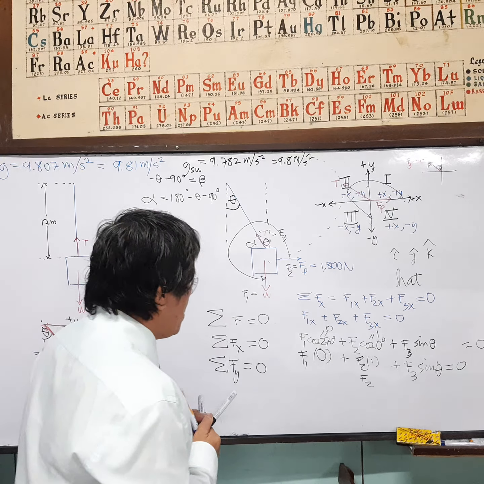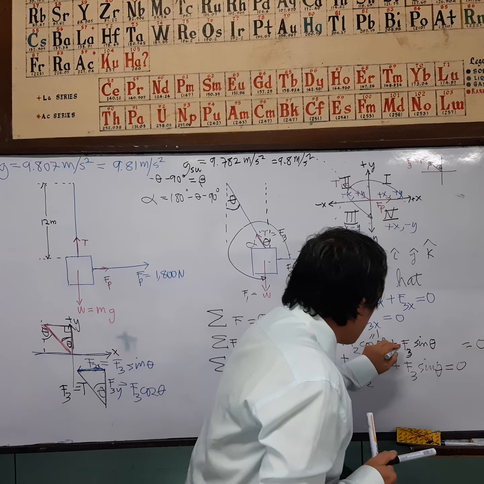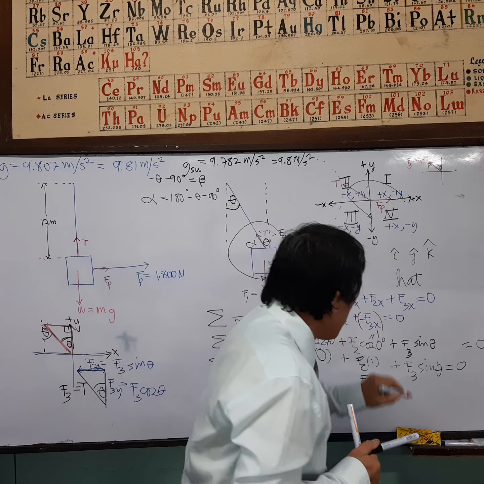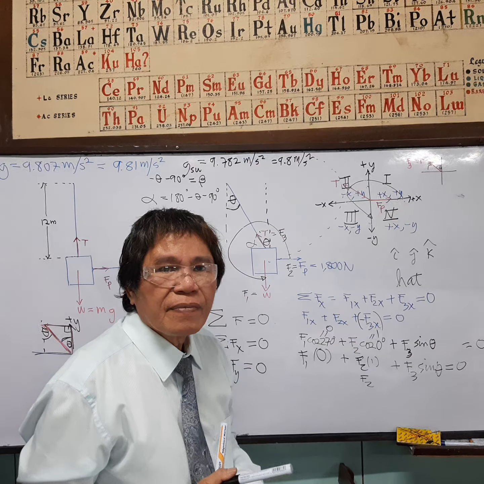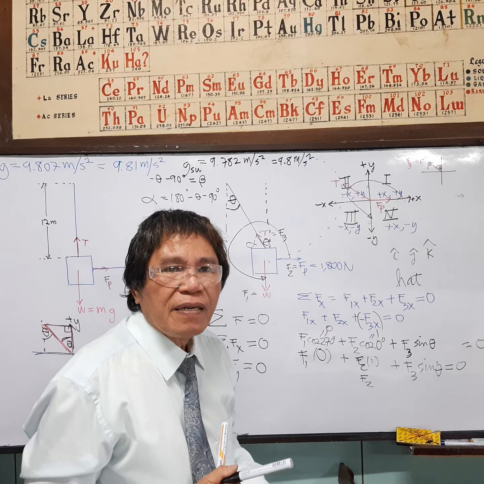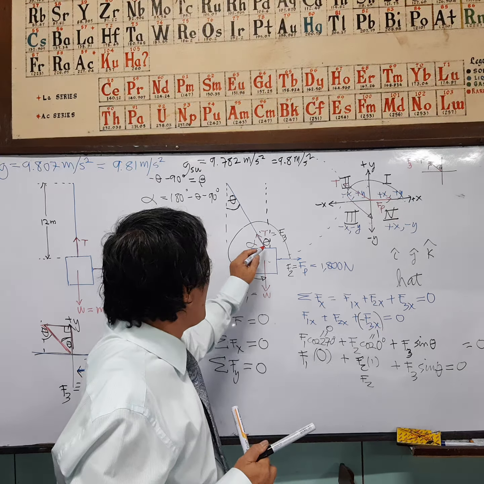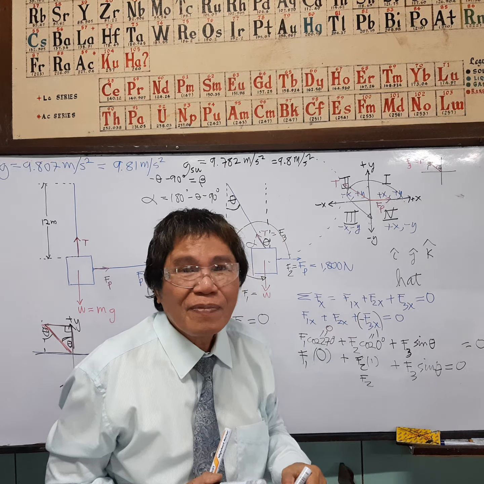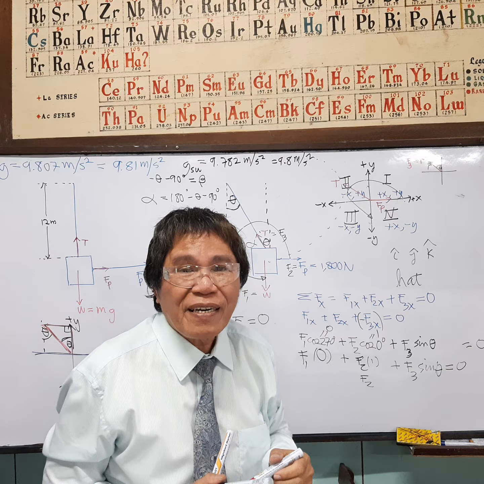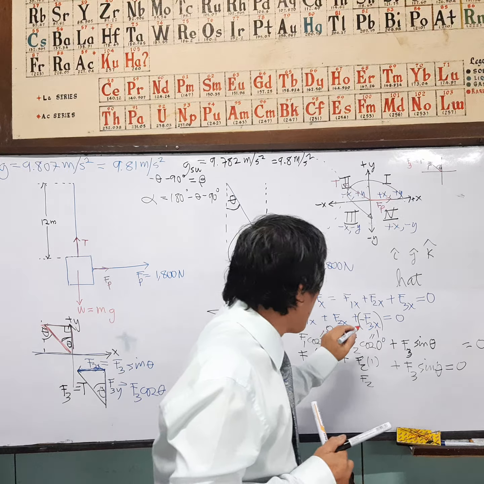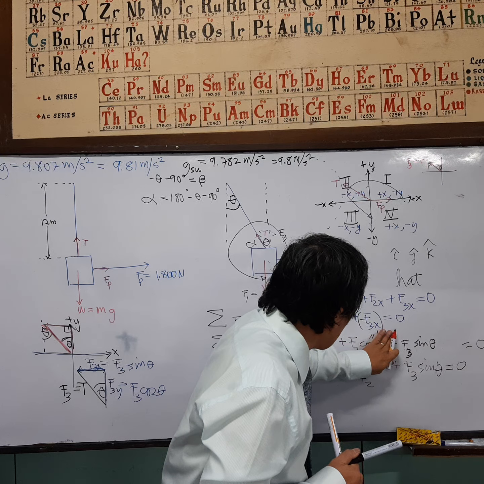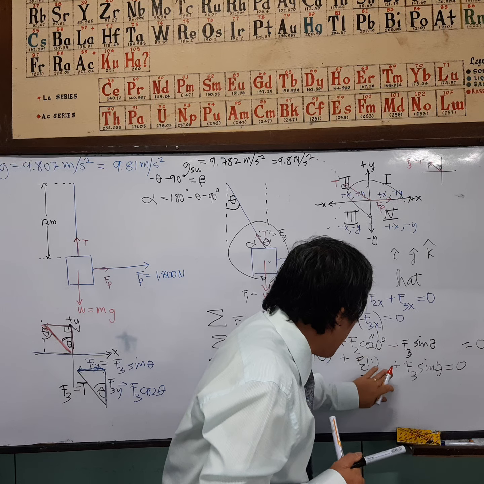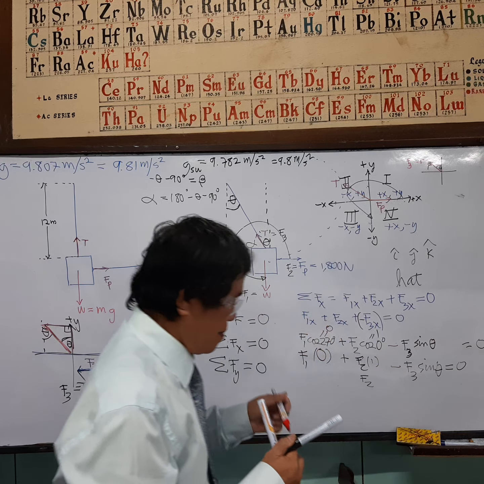Therefore, the X component is negative. F3 refers to the tension. There is a negative X component here, and therefore this becomes negative.